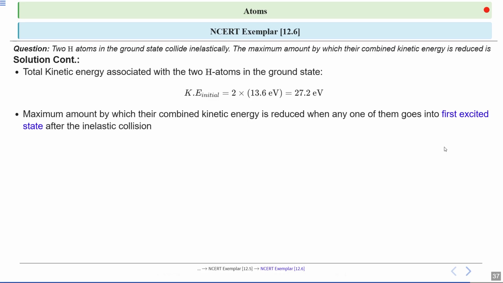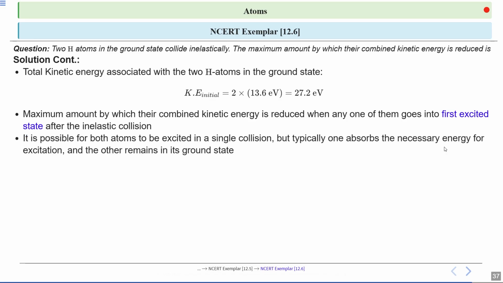Now let's see what happens during the collision. The maximum reduction in kinetic energy occurs if one atom is excited from the ground state to the first excited state. Excitation means the atom absorbs energy and its electron moves to a higher energy level. The first excited state is the next available energy level above the ground state. It's technically possible for both atoms to be excited in a single collision, but usually only one atom absorbs enough energy to be excited while the other stays in the ground state. This is because energy transfer during collision often favors one atom making the jump rather than both at once.